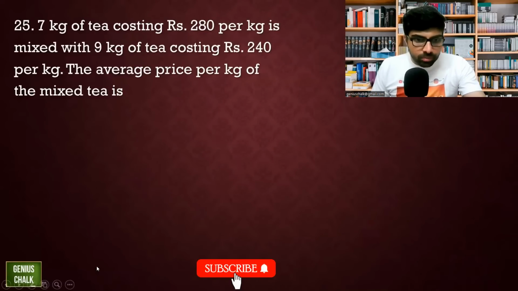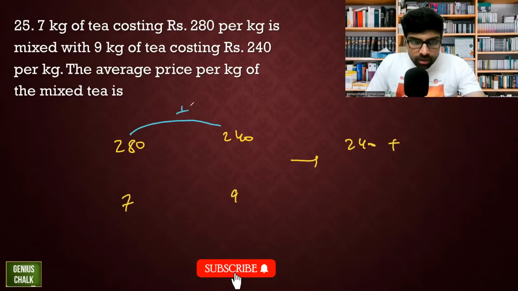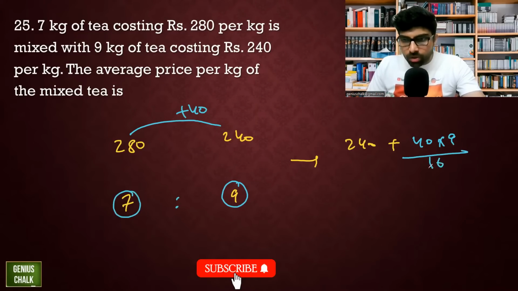Similarly, you can apply it here: 7 kg at 280 rupees, 9 kg at 240 rupees. Overall, fine, let's take 240 as the overall. What is the extra? Extra is 40, and this is for 7 kg, and it will be distributed among all. So you can solve it: 4 4s are 16, 4 10s are 40, and so on.